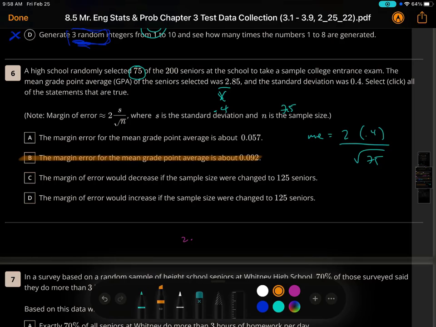And then look at C and D. It talks about what would happen to the margin of error. The margin of error would decrease if the sample size was changed to 125. So you're going from 75 to 125. So what happens when you get more and more people? It's going to be more accurate, and the margin of error would actually decrease. So your answer would be C here.